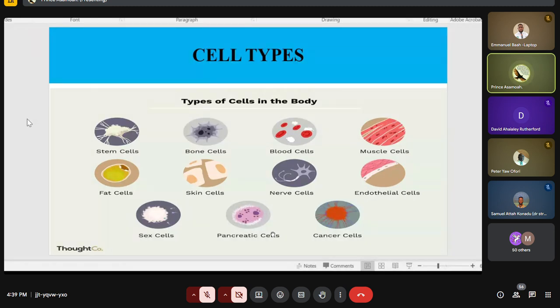Okay, so these are the types of cells we have in the human body. We have stem cells. We have bone cells. We have blood cells. We have muscle cells. We have fat cells. We have skin cells. We have nerve cells. We have endothelial cells. We have sex cells. We have pancreatic cells. And we can also have cancer cells. You see that their types are different, but what they have within their cells is essentially the same for all. So let's look at them one by one.